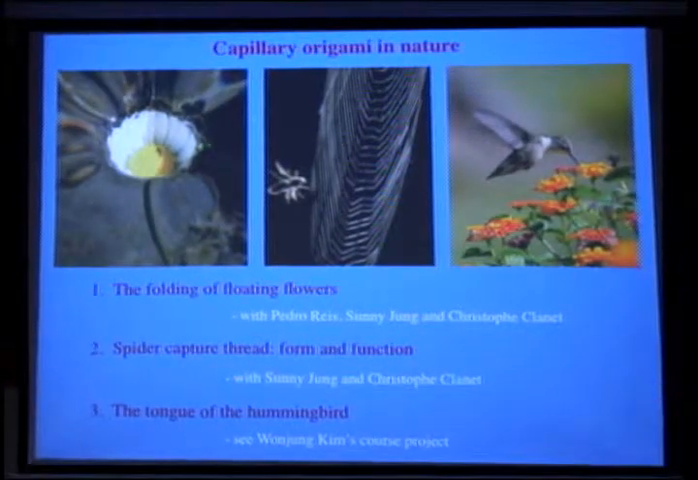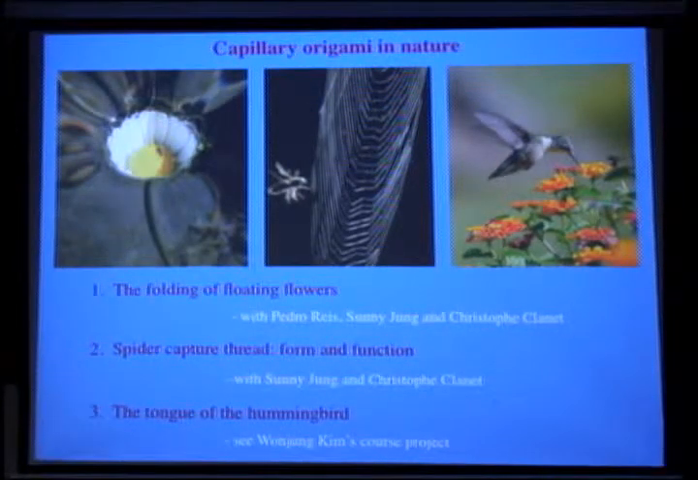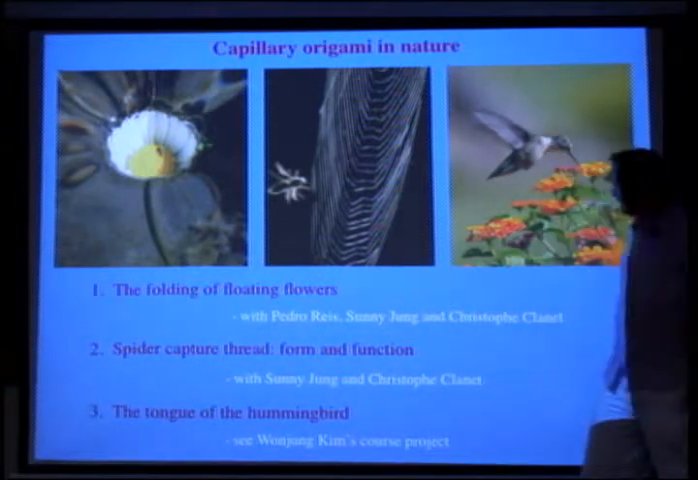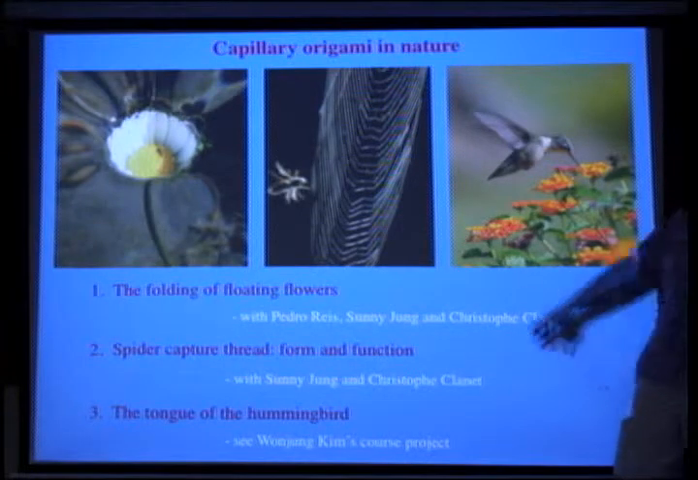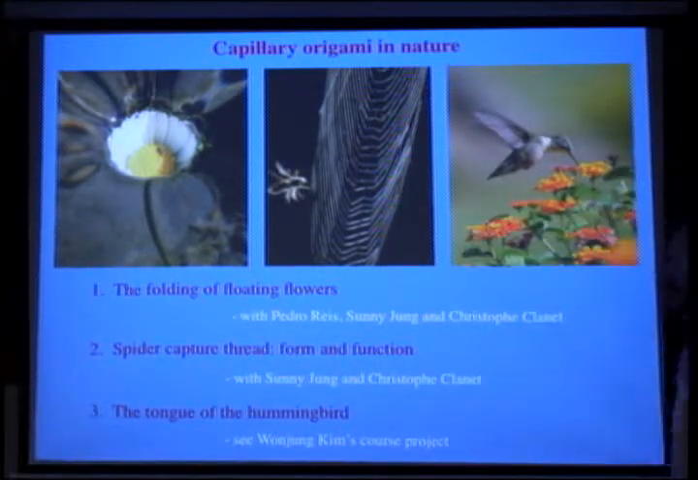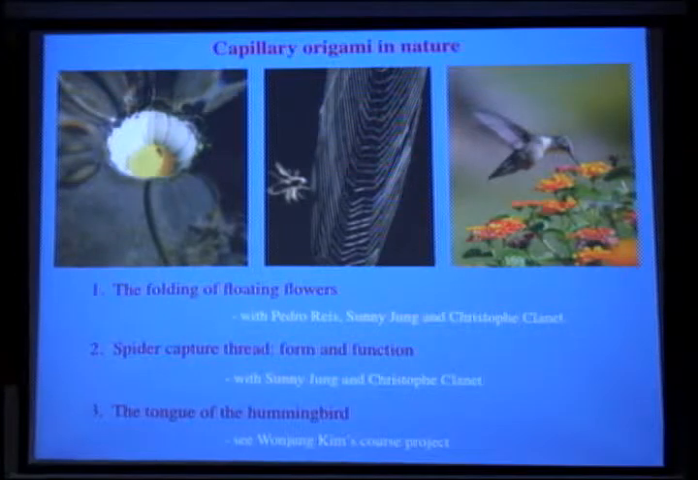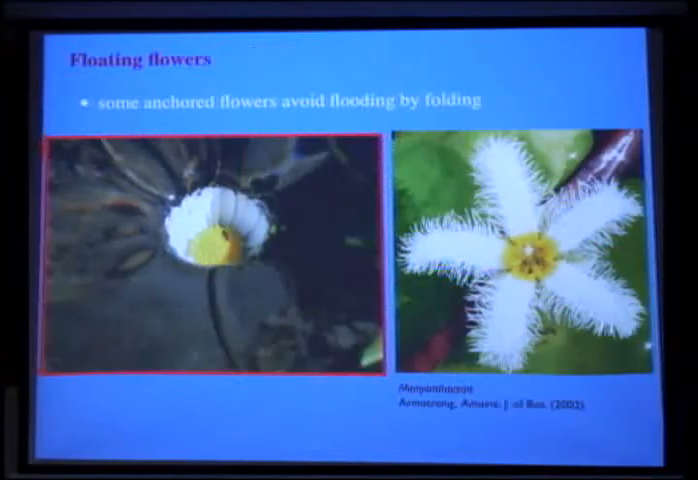And so that was just discovered by some friends in Paris, José Bico and Benoit Roman. And one thing I like to do is, whenever someone discovers something which I think is interesting, look for the equivalent in nature, because the guiding light is that nature always got there first. So these are examples which we've looked at of capillary origami in nature. This one we've touched on briefly, folding of flexible flowers. It turns out the spider capture thread is also an elastocapillary problem, and also the tongue of the hummingbird. So I'll just quickly go through these.